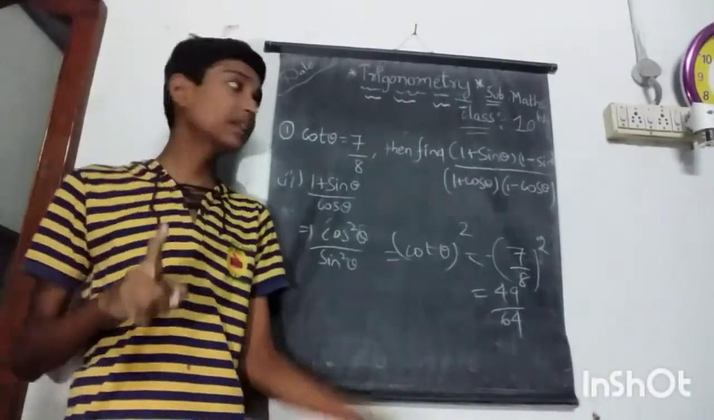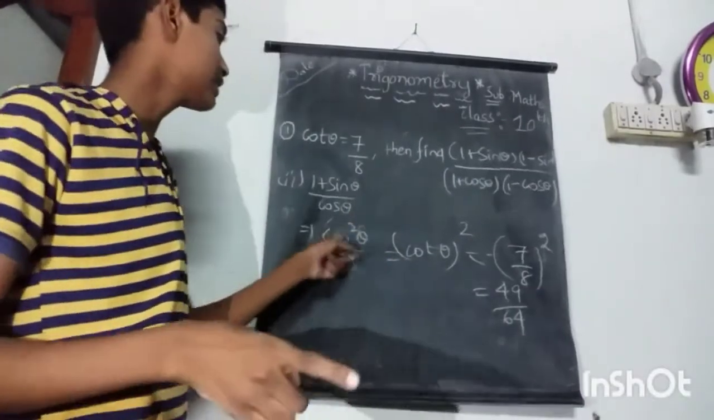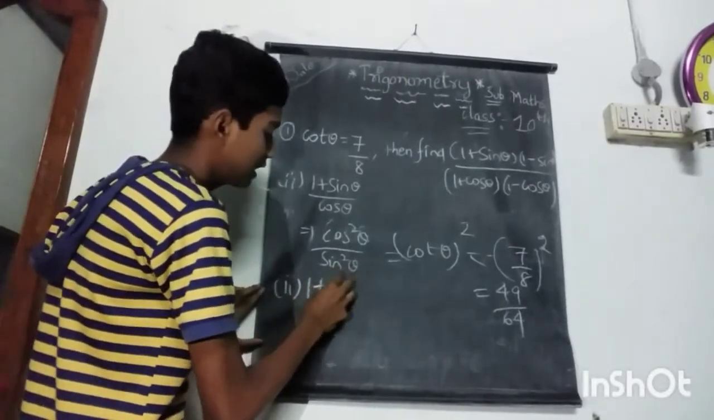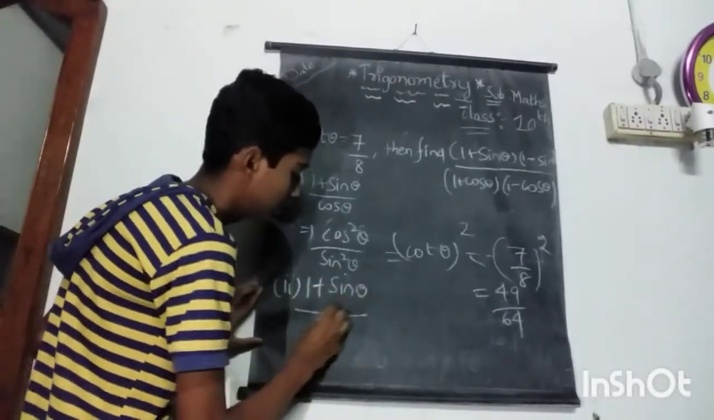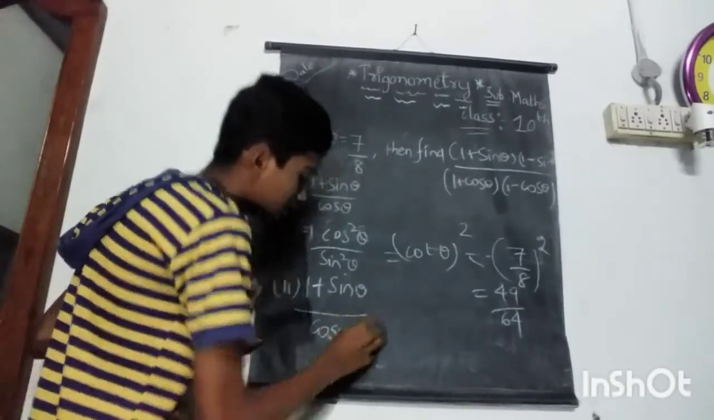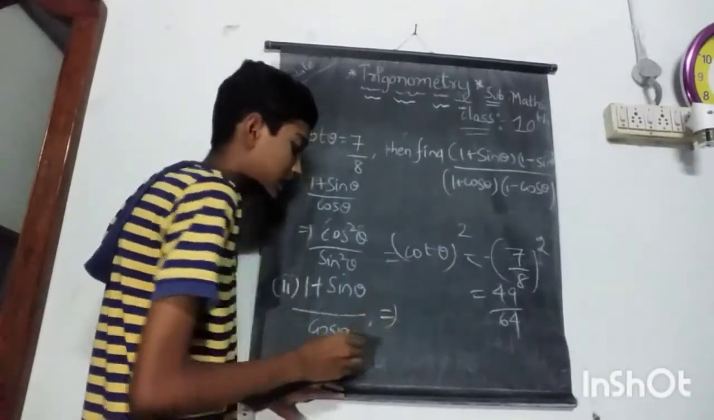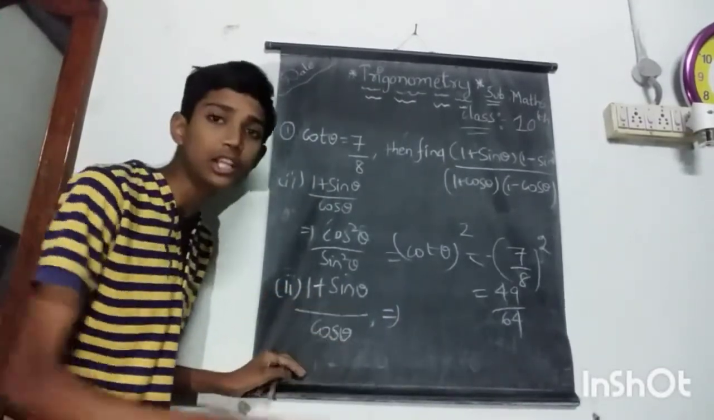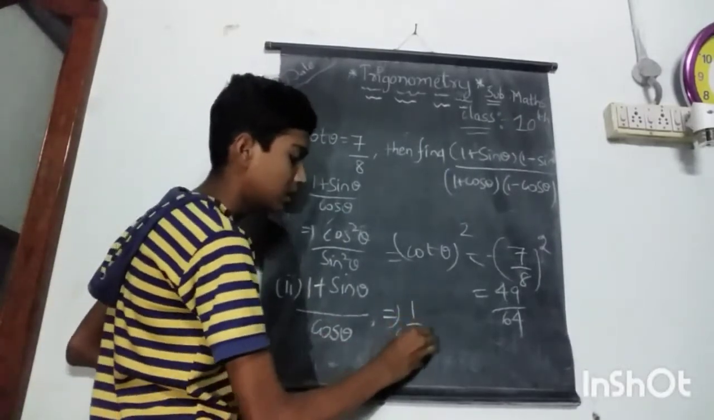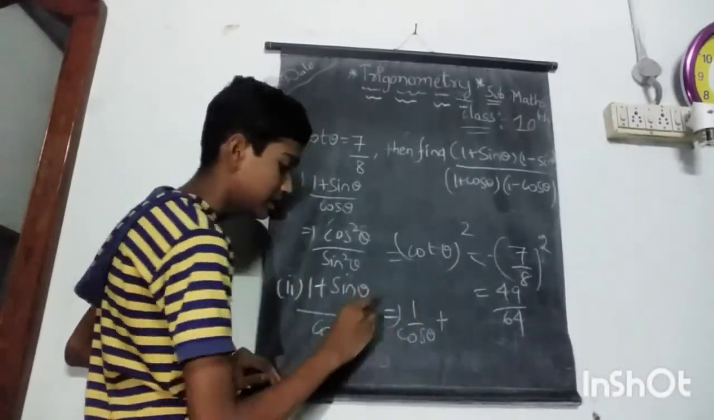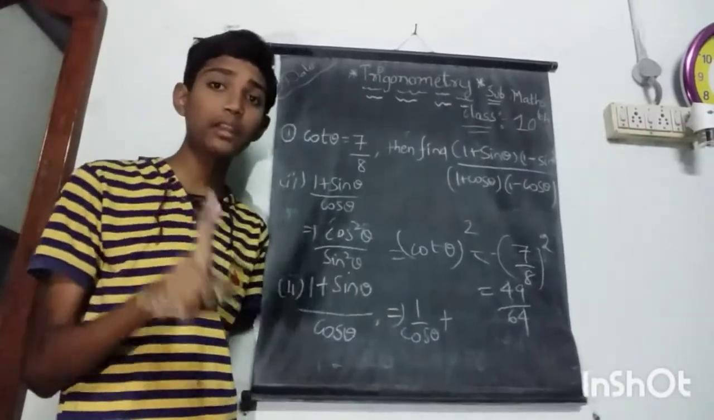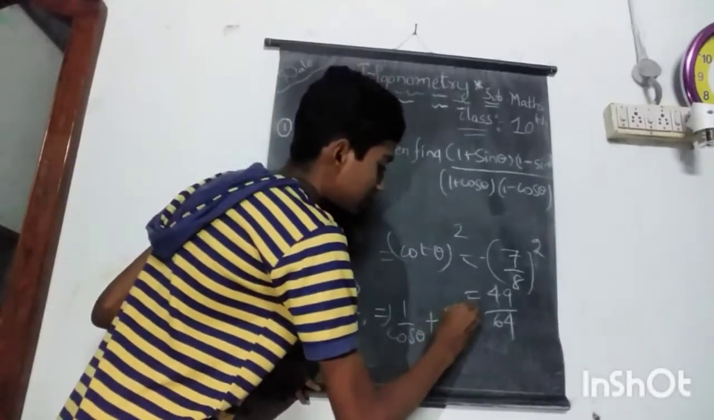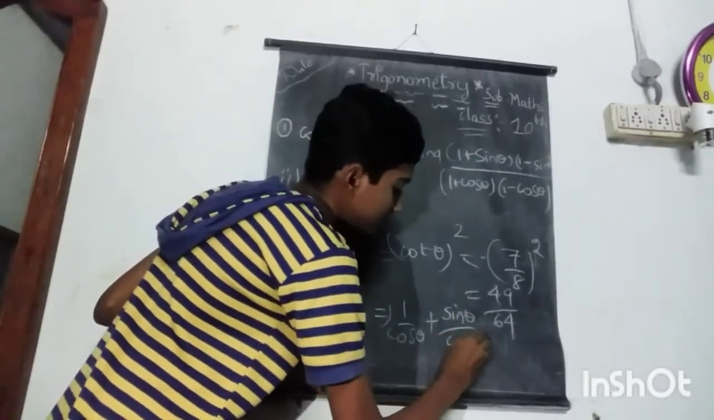You should remember this identity, a plus b into a minus b. Let us solve the second one also by this. Second: (1 plus sin theta) upon cos theta. This can be written, taking it as LCM, as 1 by cos theta plus sin theta by cos theta. What is that? Tan theta. Remember, learn the formulas, then only do sums. First of all, learn the formulas.